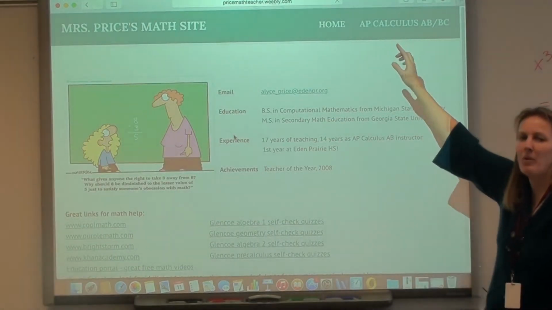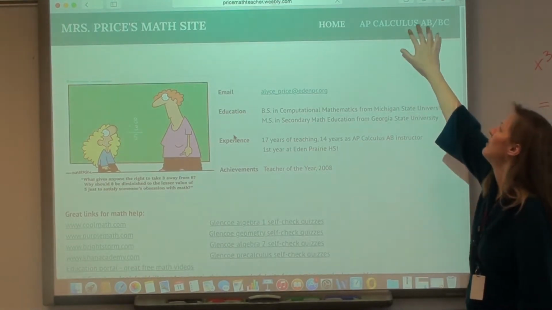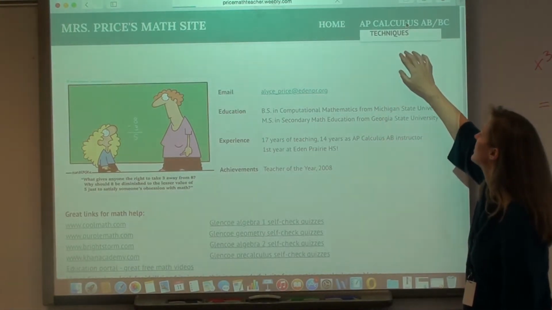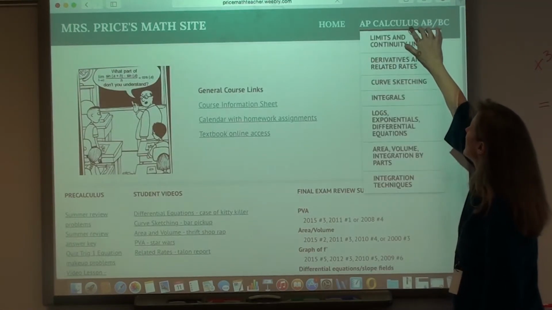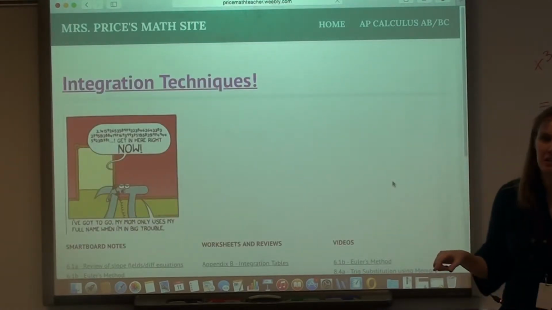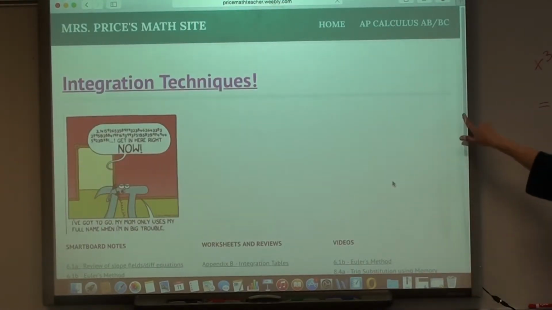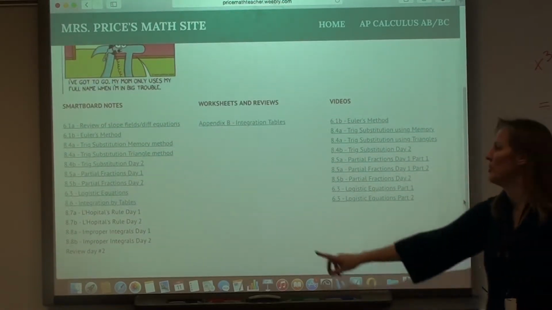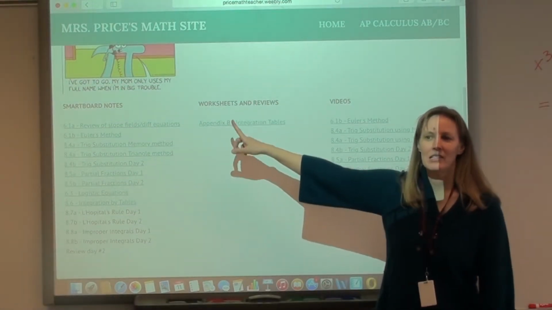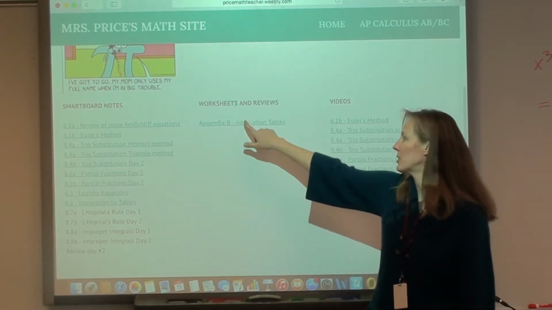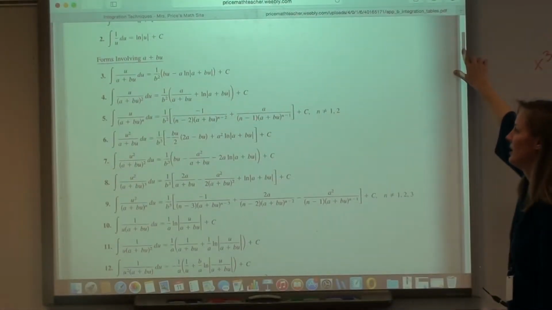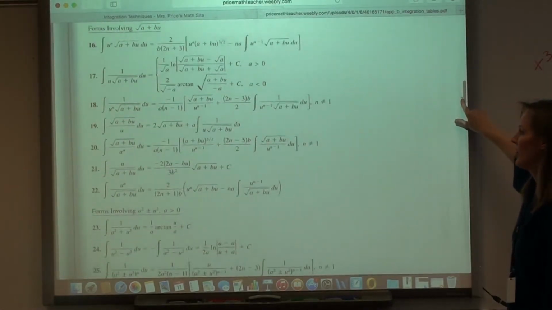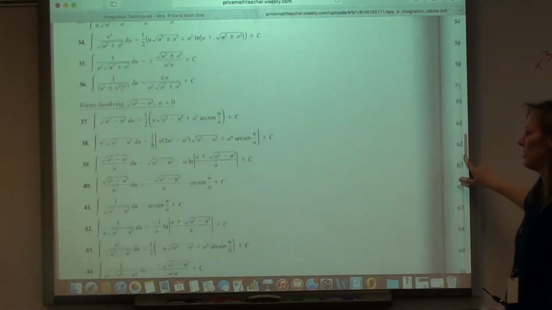Alright, so if you're on my website, go to Integration Techniques. The only worksheet we have in there so far is this little scan that I made of the tables out of your book. It's probably illegal, but I literally just took those pages, scanned them in, and put them on the site. These are all the formulas.